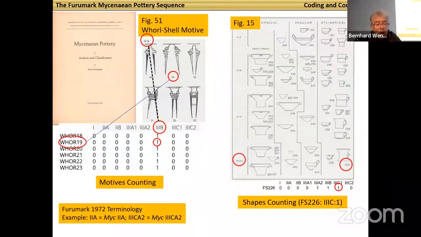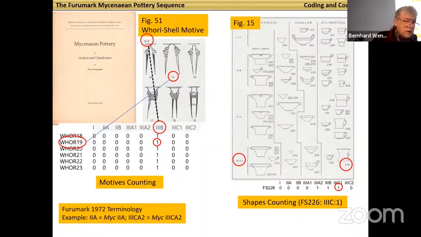Let's now have a look at Furumark 1972. He has motives and he has shapes. This is my way of counting in the Mycenaean pottery. On the left, you can see the world shell motive. You have to abbreviate the names, then you have a count, and I went through the whole of the catalog and counted the whole stuff. On the right is the counting for the shapes, where after a while you get used to it.